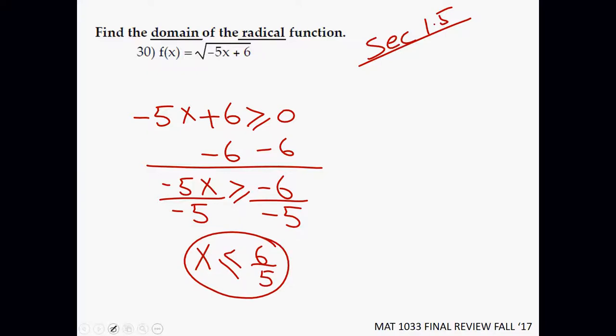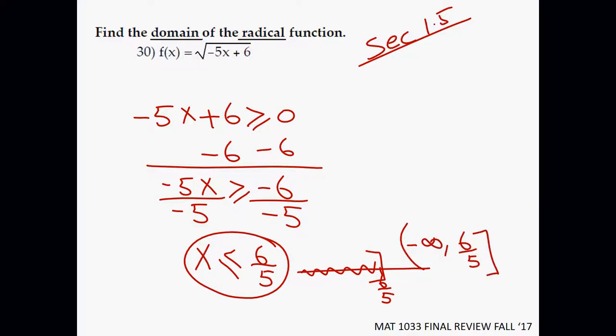If you would like to have it in interval notation, this is your number 1. 6 over 5 is basically here. Less than or equal, that would be a bracket with everything below it. So in interval notation it would be negative infinity to 6 over 5, bracket, and open on the other side. And that would be C.